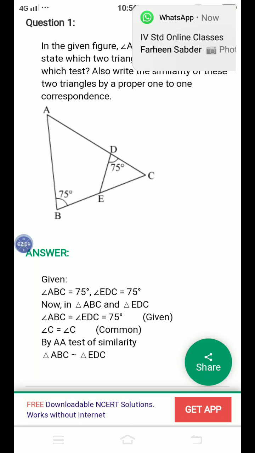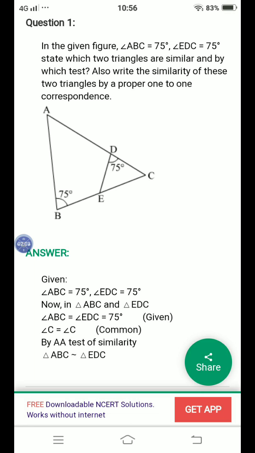So how will we write? We will write the given conditions first. Angle ABC is equal to 75 degrees, angle EDC is equal to 75 degrees. So in triangle ABC and in triangle ADC, angle ABC is equal to angle EDC, that is 75. Angle C is common in both the triangles. So triangle ABC is similar to triangle ADC by the AA test of similarity.